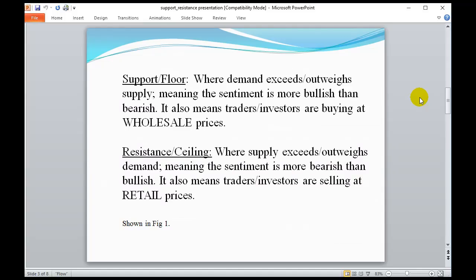So support is basically a floor where demand exceeds or outweighs supply, meaning that at a support level the sentiment is more bullish than bearish. When the price comes to an area where it's more likely to bounce, that is what you call a support. I'll show you an example too. And once that support is broken, it's no longer valid.